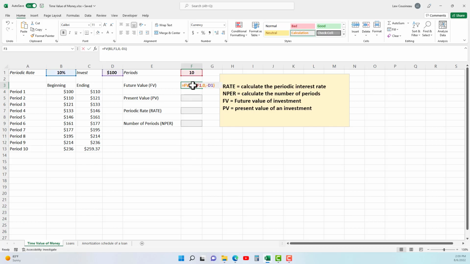But here's the bottom line. This future value function said, hey, if you take $100, invest it at 10% for 10 years, what's its future value? $259.37. That's the exact same thing we got right here.